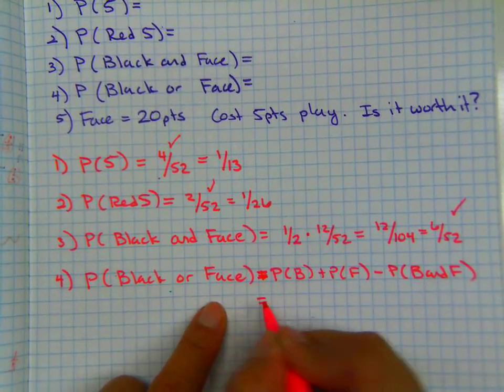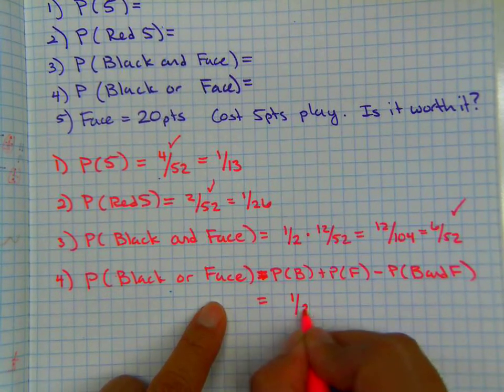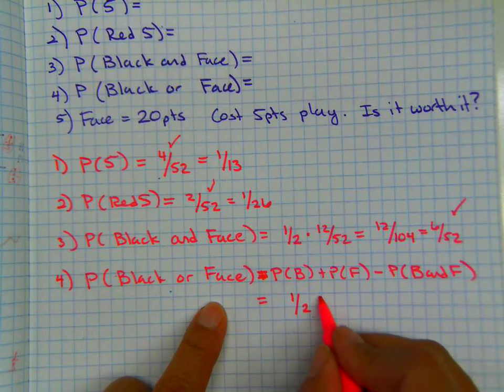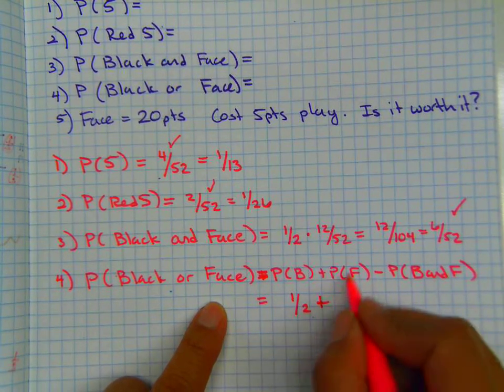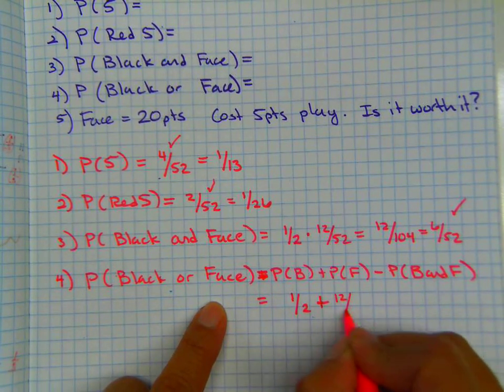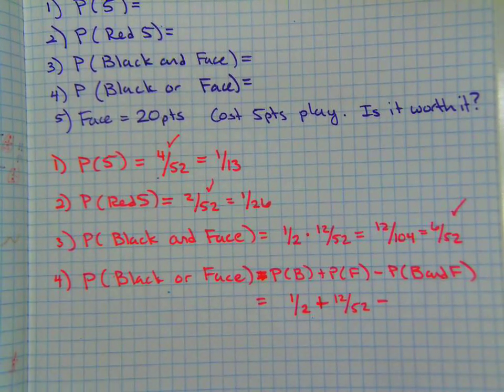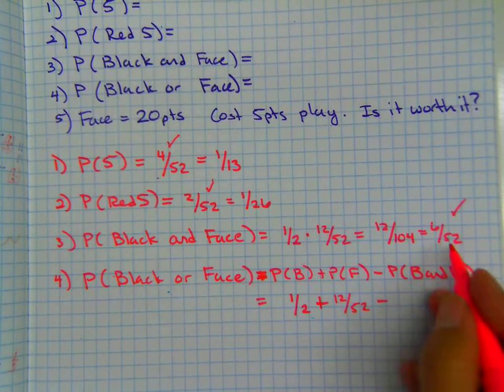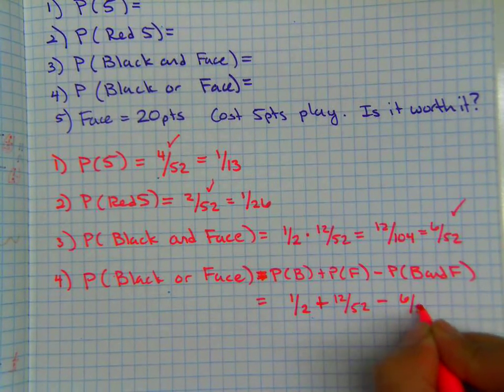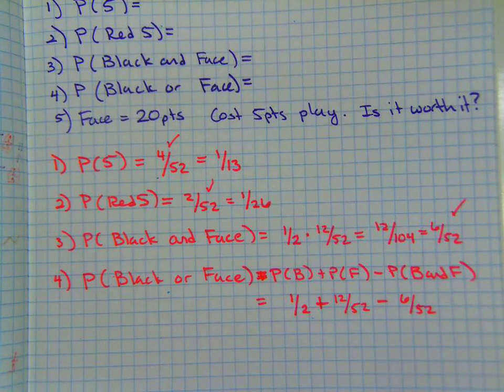So the probability of getting a black card is 1/2. The probability of getting a face card is 12 out of 52. But then I've got to consider the overlap. I don't want to count the black cards and face cards twice. So that's where I've got to subtract off the 6 over 52.